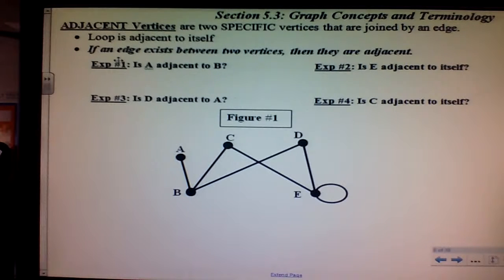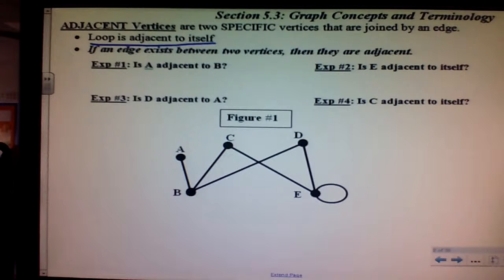Okay. What does it mean to be adjacent to something? Across from something, side by side, attached to something, connected. So we've got something called adjacent vertices: two vertices that are joined by an edge. Any two points that have a line that connects them are adjacent. Be careful because there are some special cases. A loop is adjacent to itself. So a dot can be adjacent to itself because it has an edge that leaves it and goes directly back to it.